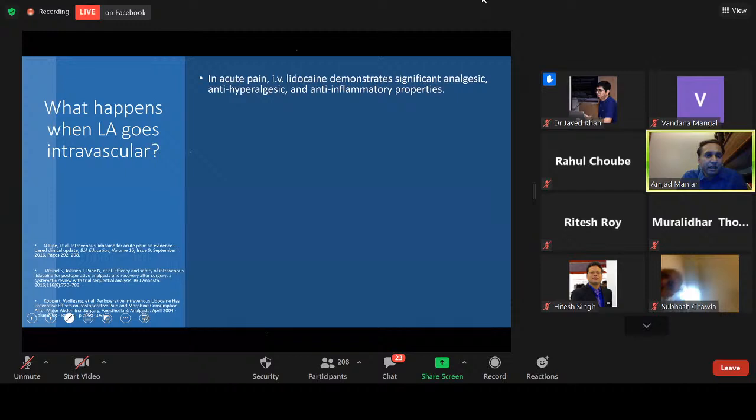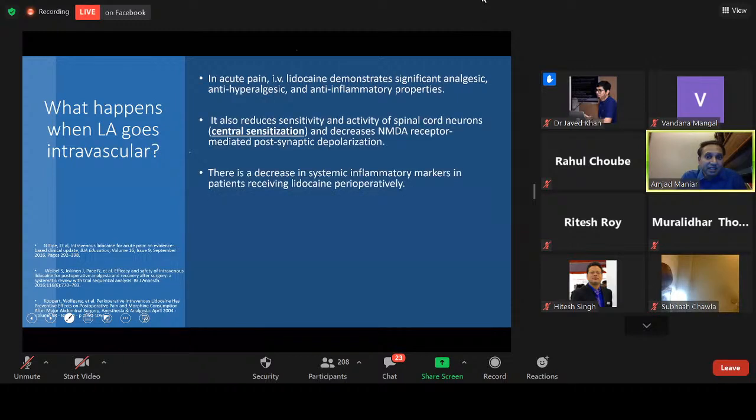Mainly, it reduces sensitivity and activity of the spinal cord neurons, a concept known as central sensitization, and it decreases NMDA receptor depolarization. There's a decrease in systemic inflammatory markers in patients who receive intravenous lignocaine perioperatively. And this is, again, something very interesting. The clinical benefits usually exceed the half-life by about 5.5 times.